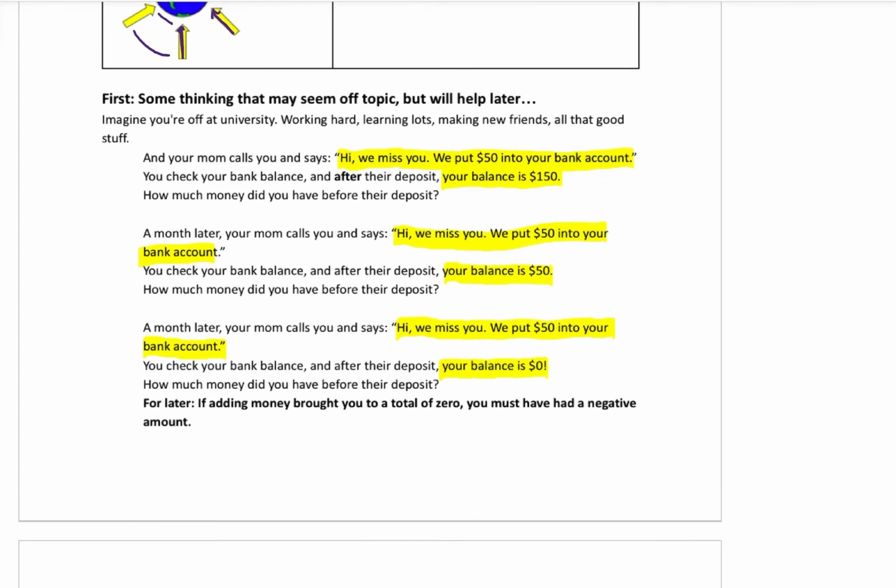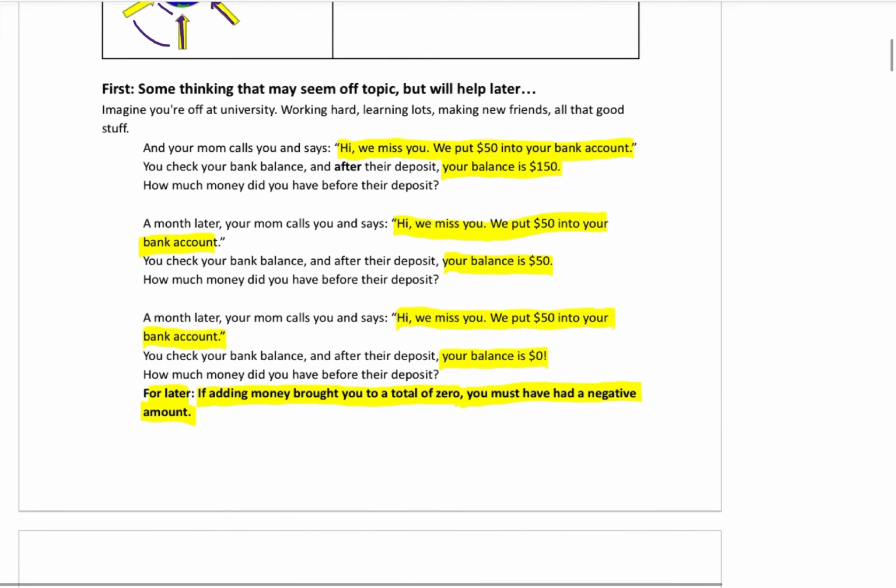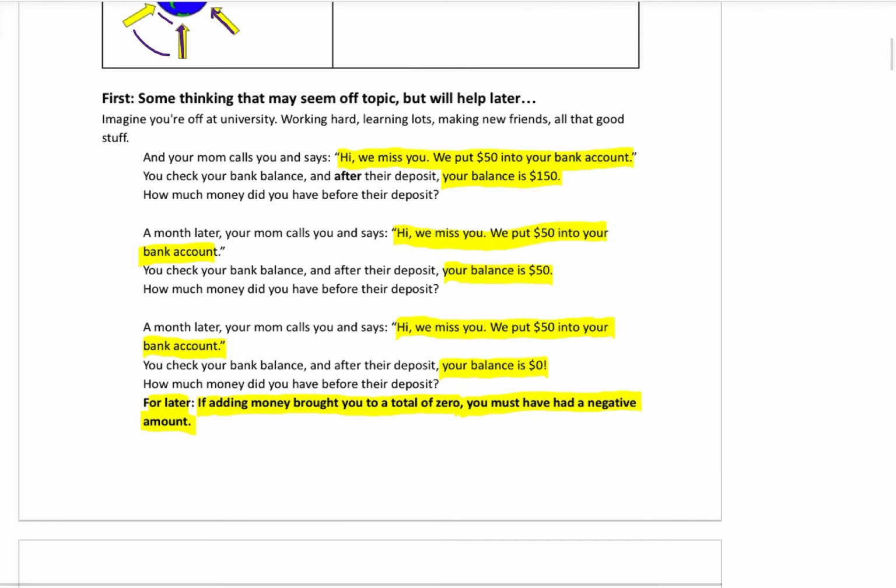Okay, the punchline in this one, the bolded point: if we add something positive and that brings you to a zero, then before the addition, you must have had a negative. We're going to need that later. It is going to apply to gravitational energy. So just file that away. Adding something positive, if that brings you to a zero, that must have meant you were negative in the first place.